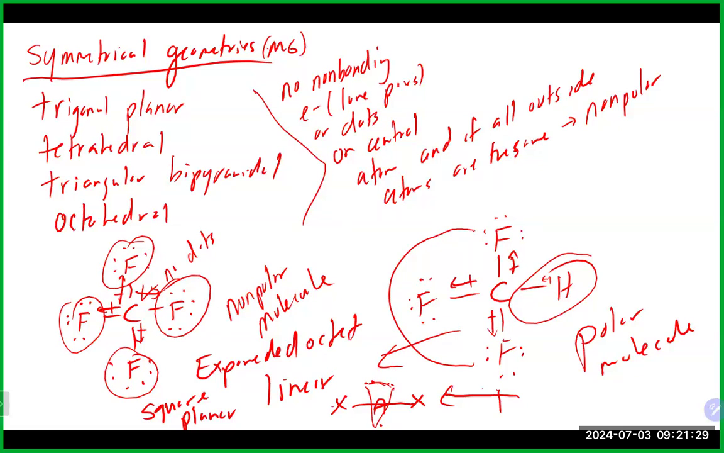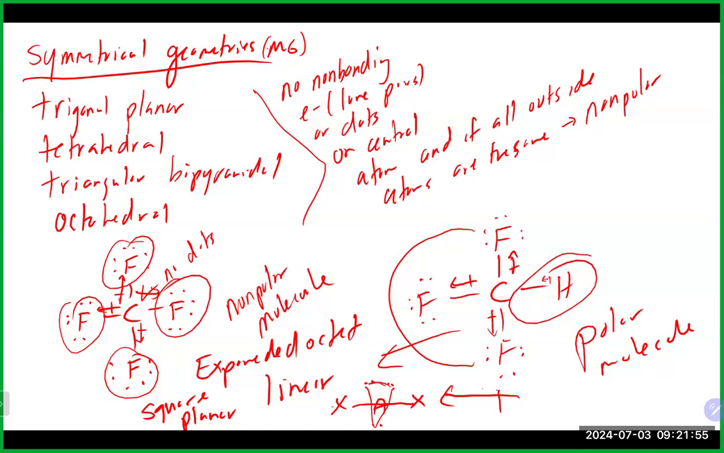So if you have that expanded octet that's linear, the same elements on opposite sides of each other are going to pull equally or push equally, and they will cancel each other out. They'll be nonpolar. And square planar as well. If you have the same elements in that square, they're all going to pull at 90 degrees equally, and they're going to cancel each other out. So those are two that do have dots, but will be nonpolar if all the elements are the same on the outside.